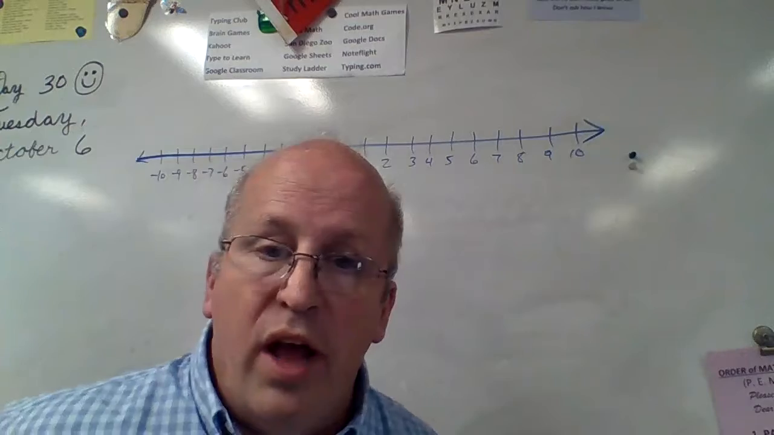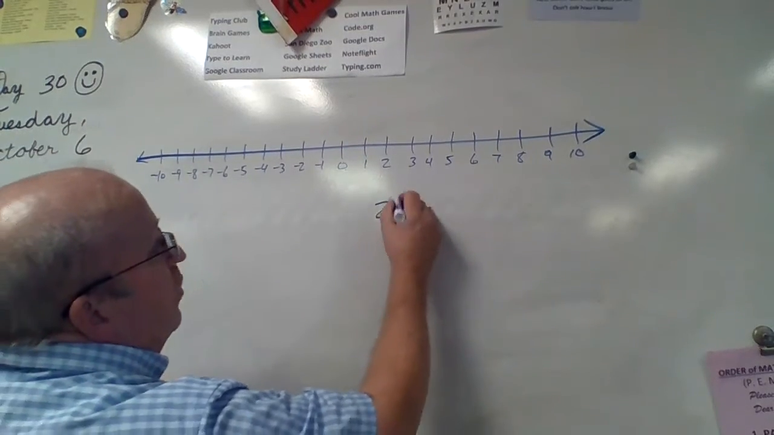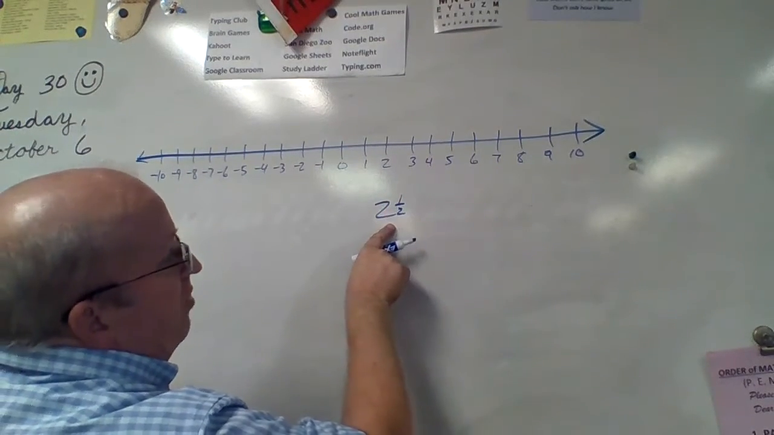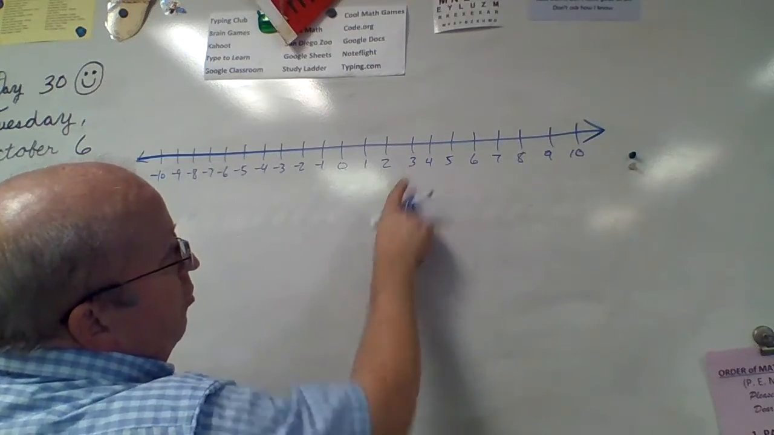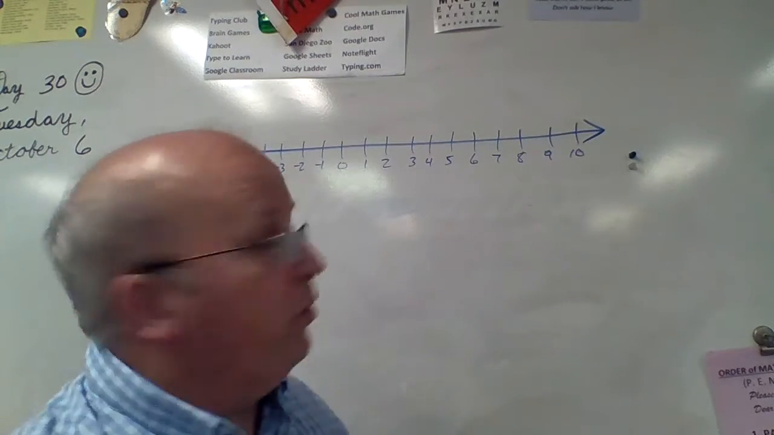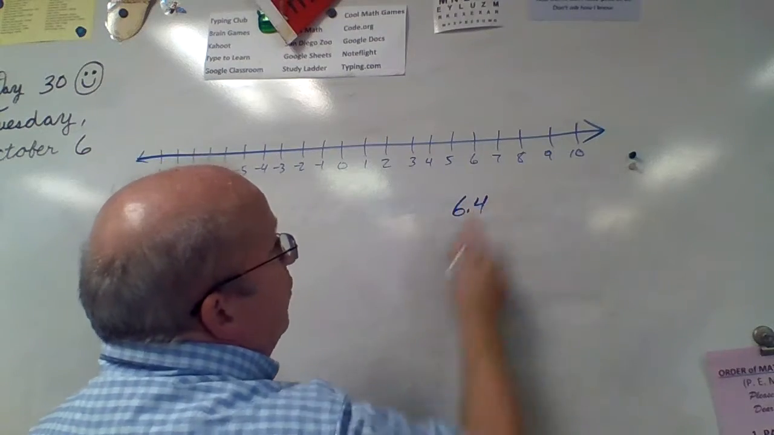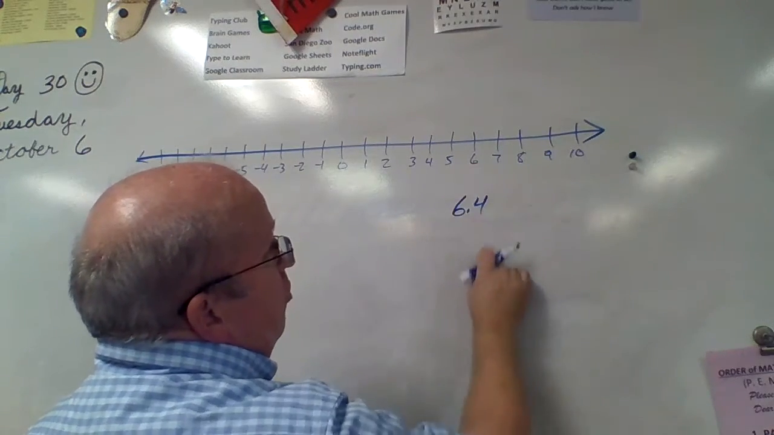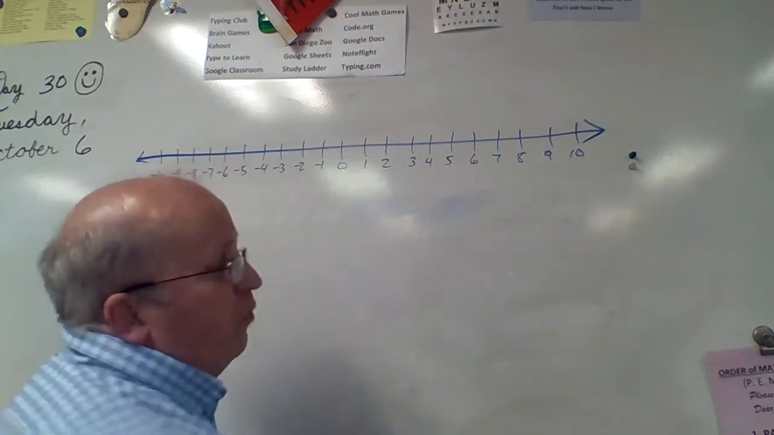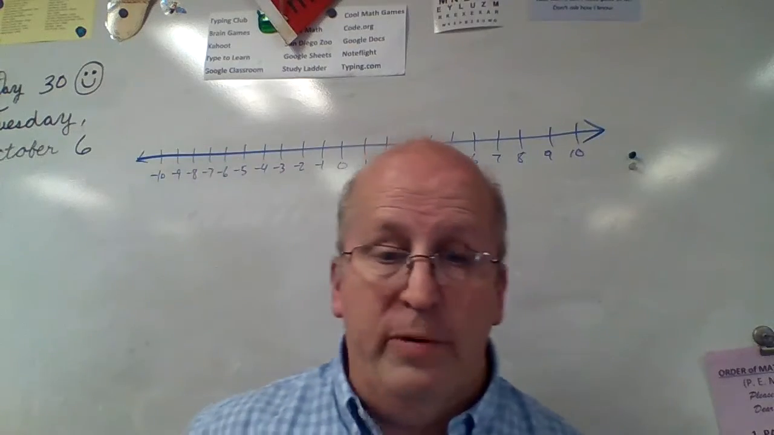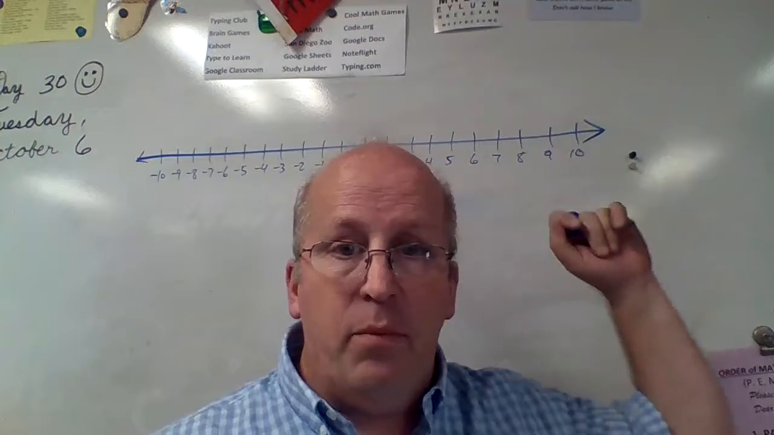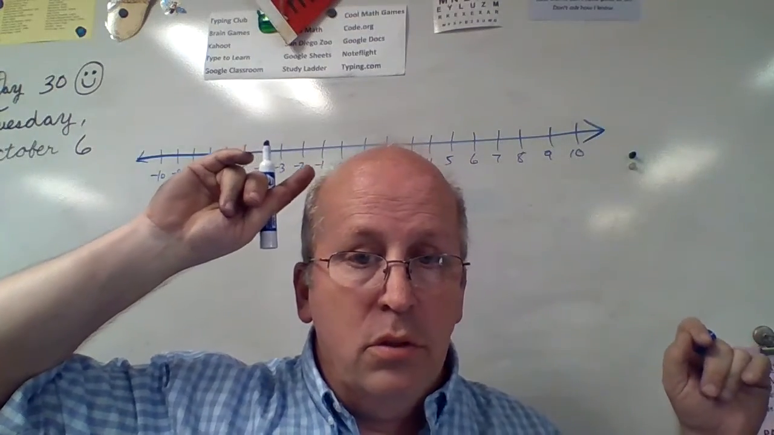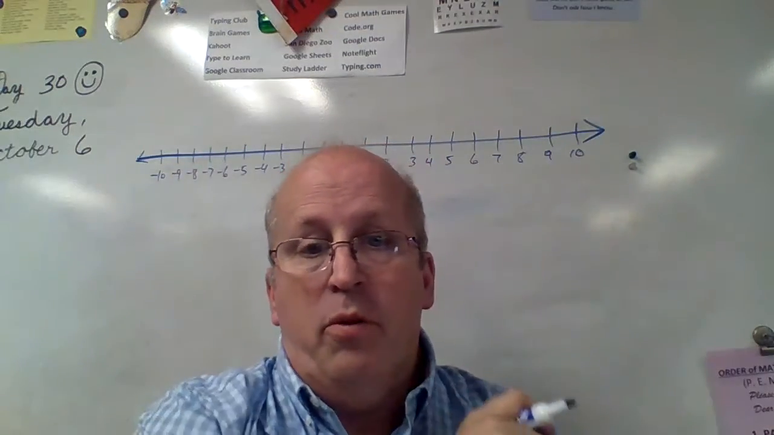But again, we're not counting numbers like, for example, 2.5. That's not an integer. 2 is an integer, 3 is an integer, but not 2.5. We're also not counting a number like 6.4. 6 is an integer, 7 is, but 6.4 is not considered an integer. The integers are the negative numbers, the positive numbers, and zero, but not the fractions and the decimals for now. Okay?